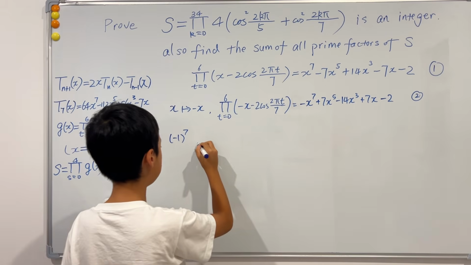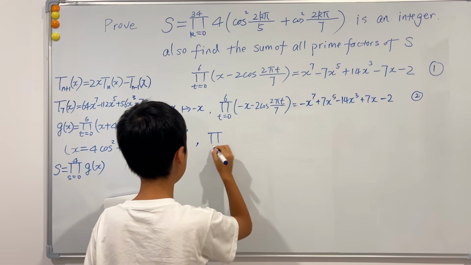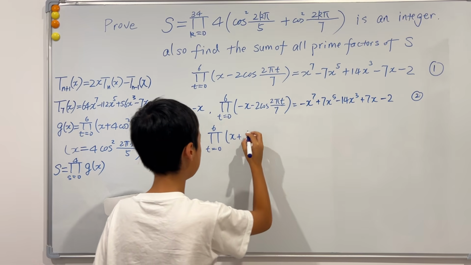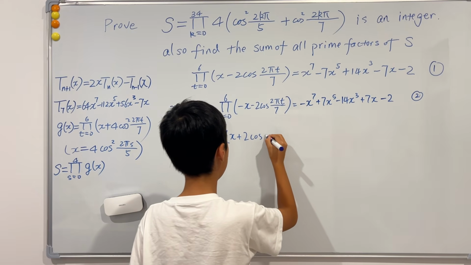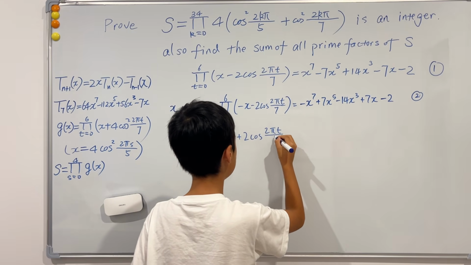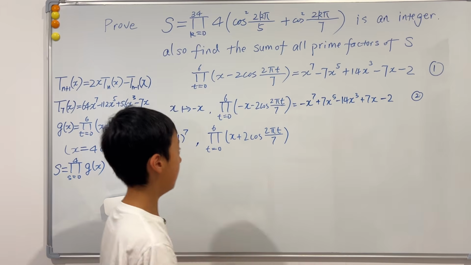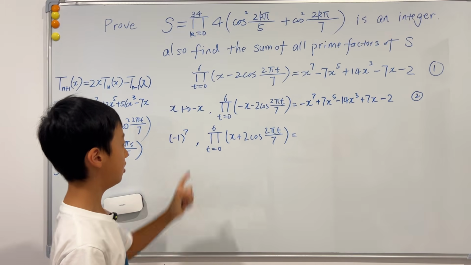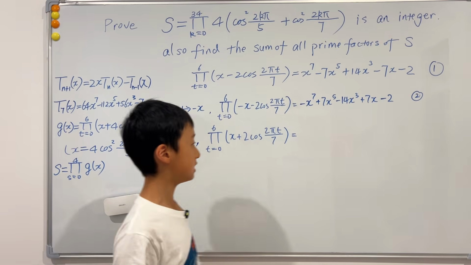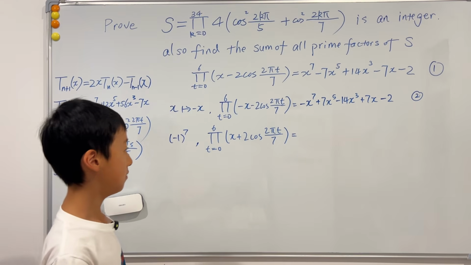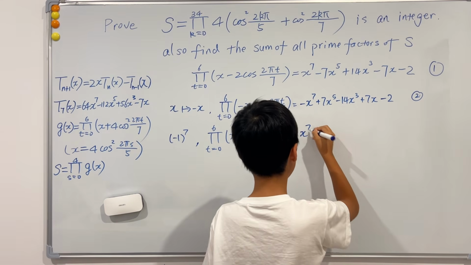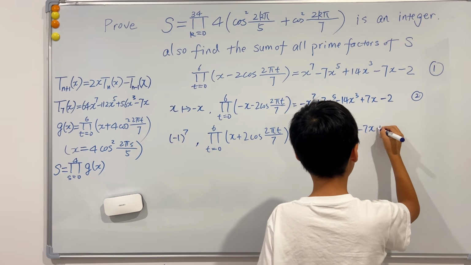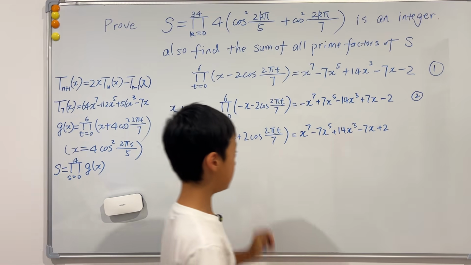So the left-hand side becomes capital Pi, when t goes from 0 to 6, of x plus 2 cosine of 2 pi t over 7. And now the right-hand side, since we multiplied by negative 1 to the power of 7, we basically just inverted all of the signs on the right-hand side. So it becomes, and I will call this equation 3.